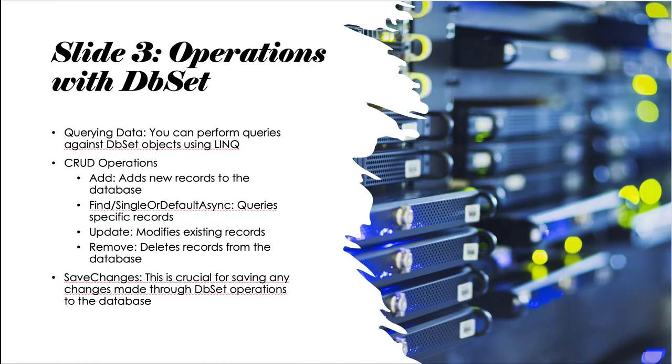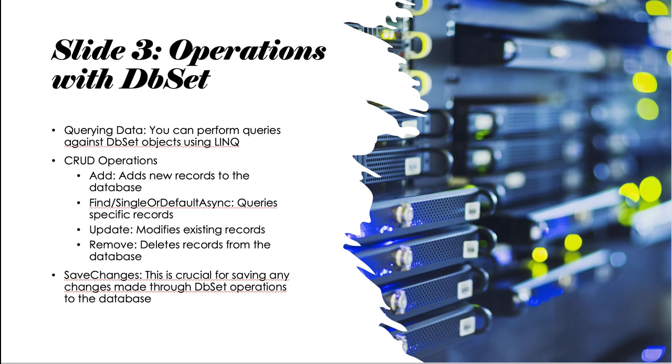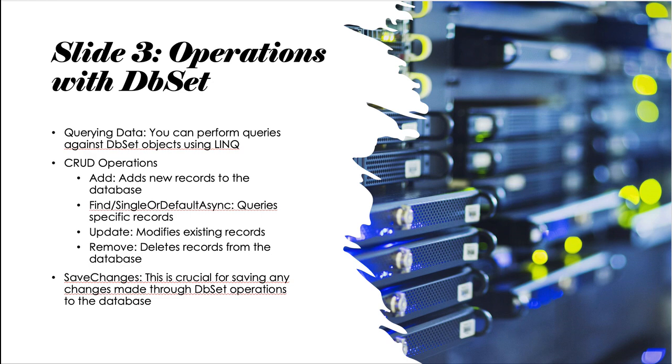Now let's talk about common operations with the DbSet. A DbSet allows you to perform a variety of database operations. For example, you can query data by writing LINQ queries against the DbSet. These LINQ queries are translated into SQL queries, which allow you to fetch data from your database. With the Add method, you can add new records to the database. You can use the Update method to modify existing records. The Remove method allows you to delete records. And don't forget, you have to call SaveChanges to persist these operations in the database.